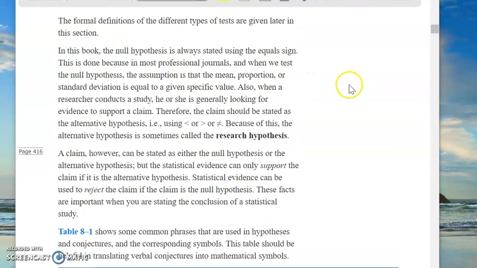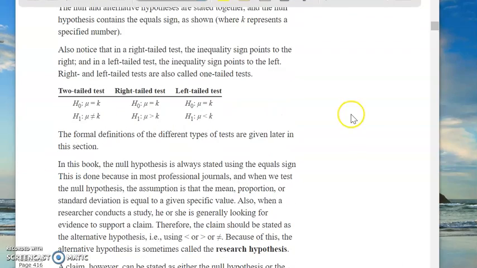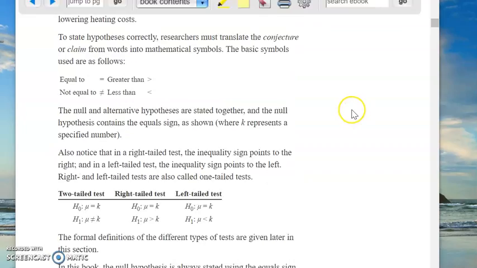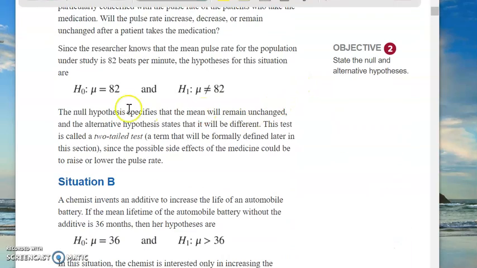Okay, so now this is important. In this book, the null hypothesis is always stated using the equals sign. Okay, and his justification is that in most professional journals, when we test the null hypothesis, the assumption is made that the mean, proportion, or standard deviation, whatever it is that we're looking at. See, this is an example of the mean. We could also be testing proportion or standard deviation. It's typical that what we say is, the null hypothesis is that the mean is equal to whatever it happens to be.